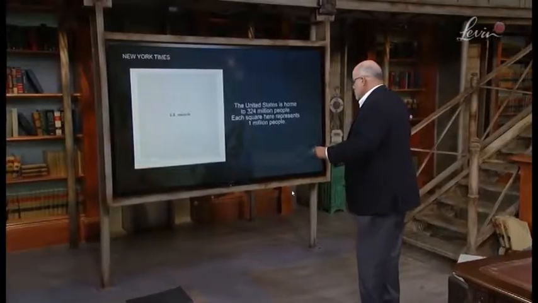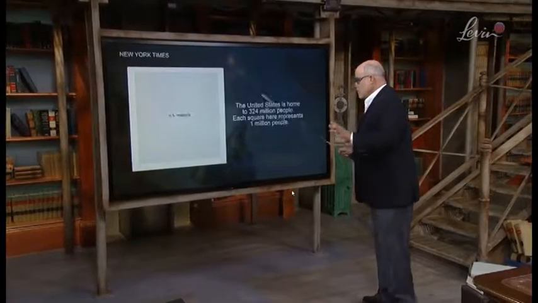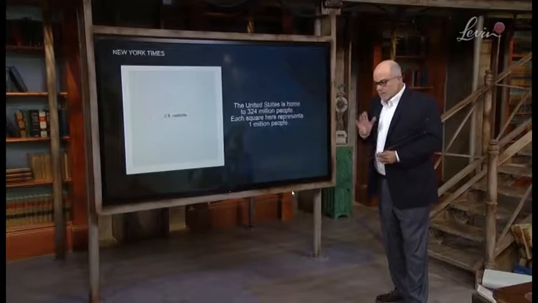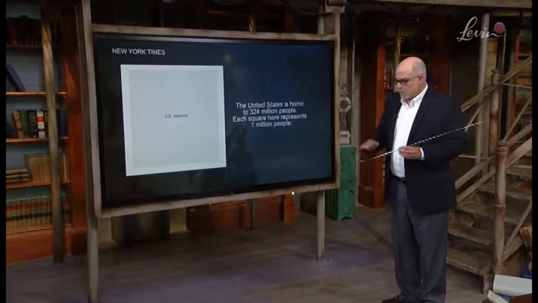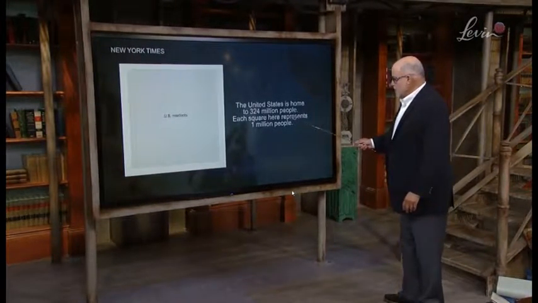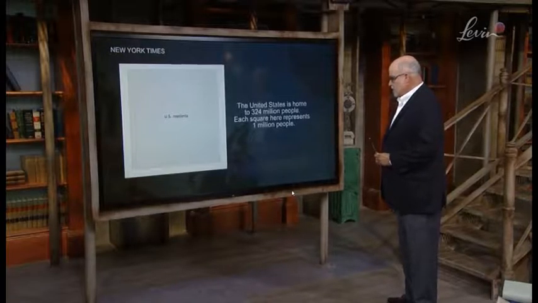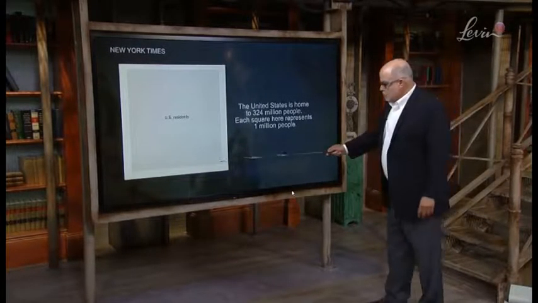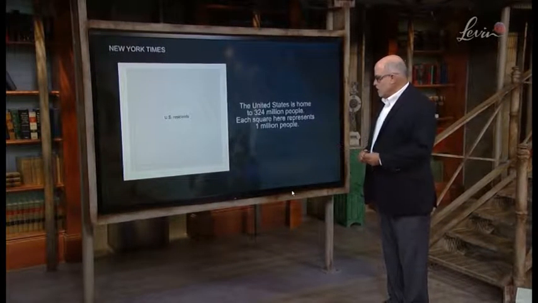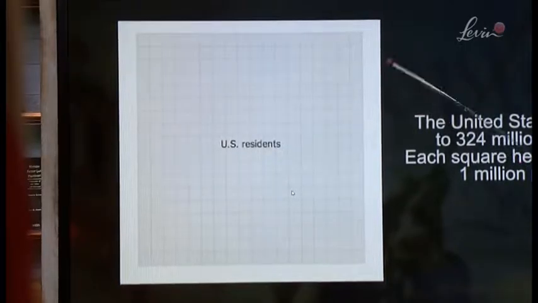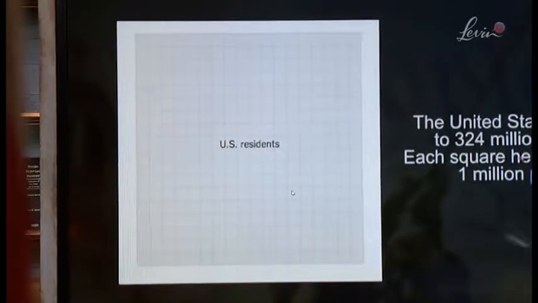Now, I want to point this out to you. We have a few graphics that were in the New York Times. I think this is very interesting to show you what I'm talking about. The United States has 324 million people, okay? So each square represents 1 million people. So these are 324 squares, obviously.